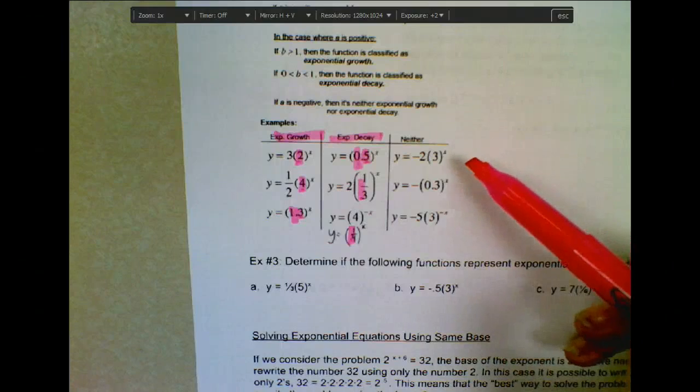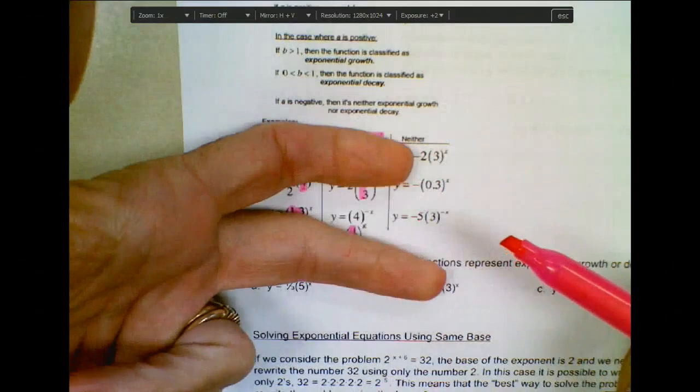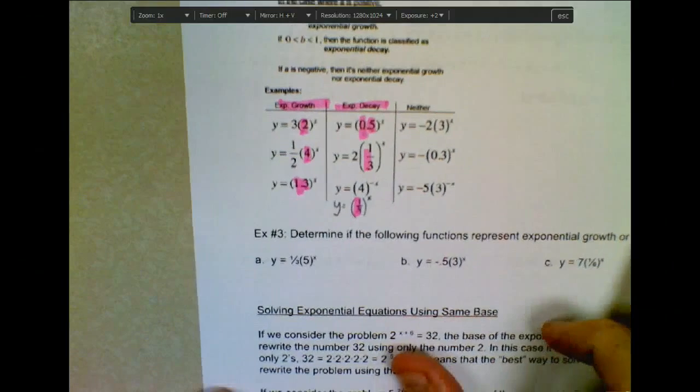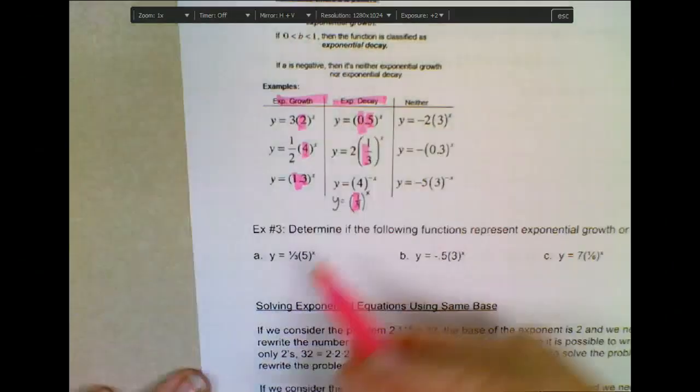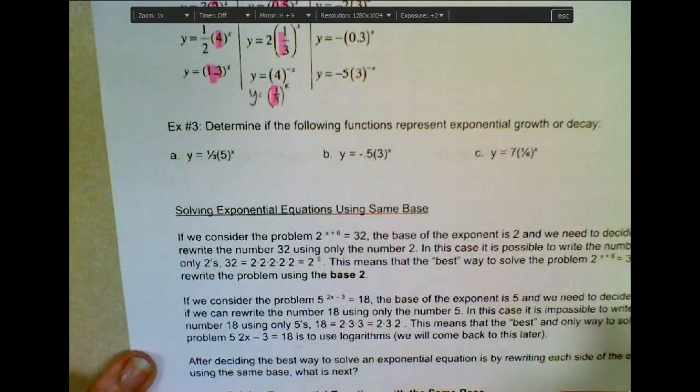If it is neither, it's because this number is negative and actually flips your graph over. Okay? Because it's the opposite. So for these three, I want you to go ahead and figure out whether you think they are growth or decay functions. Hit pause on your video, come back and check your answers.